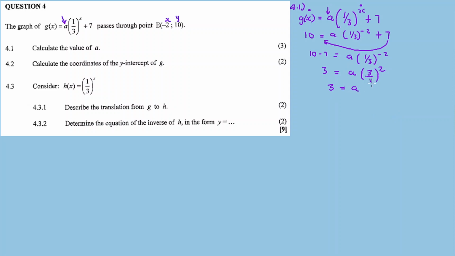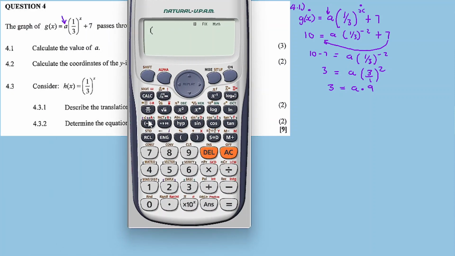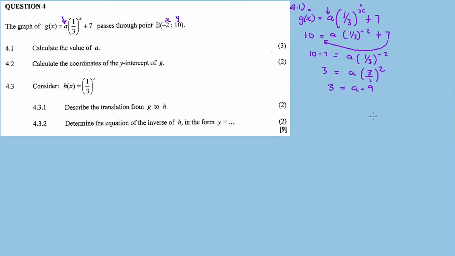What is 3 over 1? It's 3. 3 raised to exponent 2 is 9. So it's going to be 9. Or instead, if you forget the exponential laws during an exam or a test, just punch it into your calculator like this. So 3 equals a times 9, and this is my 9.